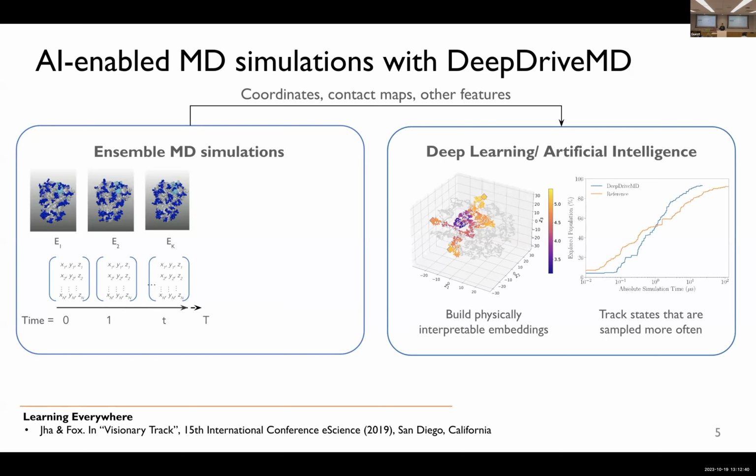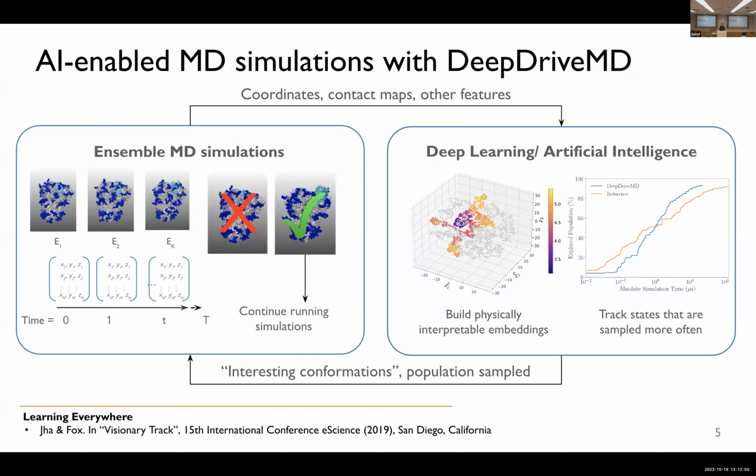That allows us to track the statistics of the states being sampled. Then we can say, what are the interesting states statistically? We can start more simulations with those interesting states, and we can pause or stop the ones that are being statistically uninteresting. This is how we observe these important biophysical events that would otherwise be intractable.